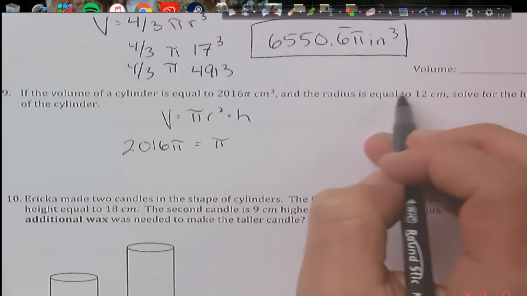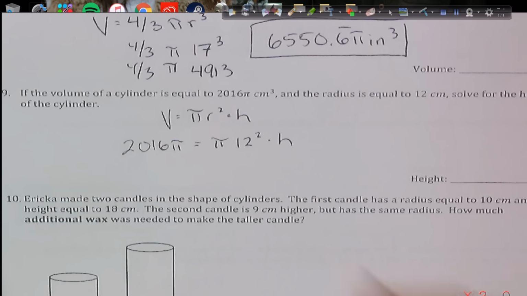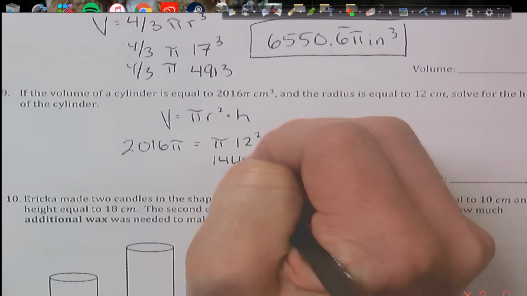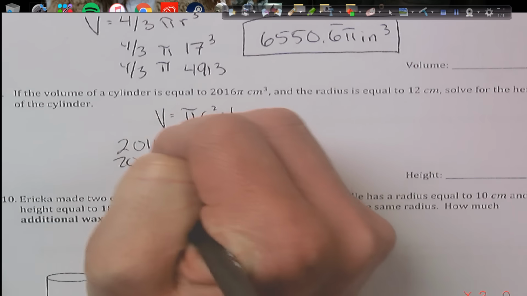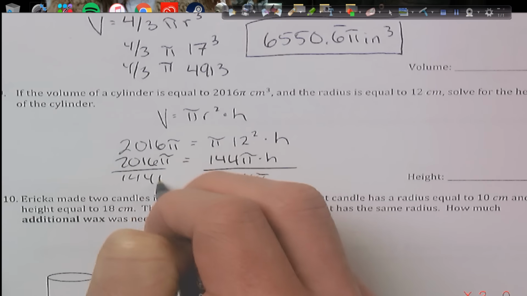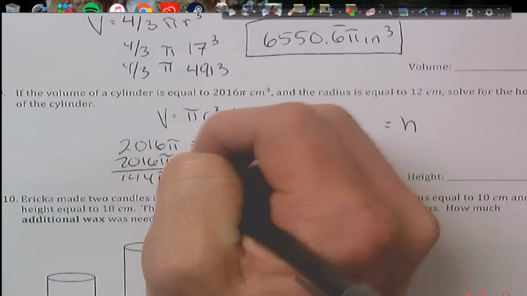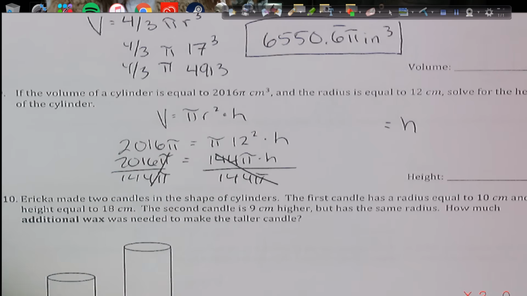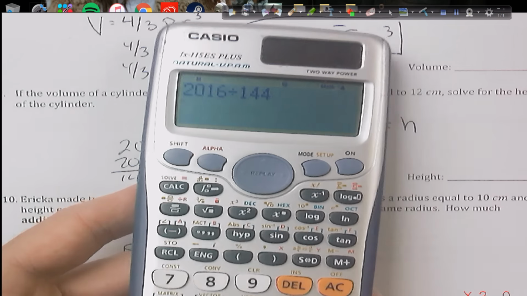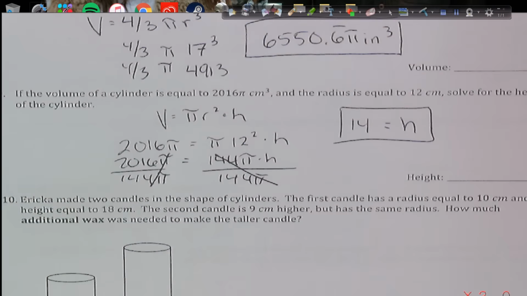And let's see, it tells me my radius, but it does not tell me my height. So what I can do is this becomes 144 pi times height, and all I have to do is divide this by 144 pi. That cancels out, so h is going to equal... And over here, these pi's cancel out, so I really just have to do 216 divided by 144. Hit enter, and we get 14. Don't have to do units cubed or anything like that. I can put centimeters on, though.